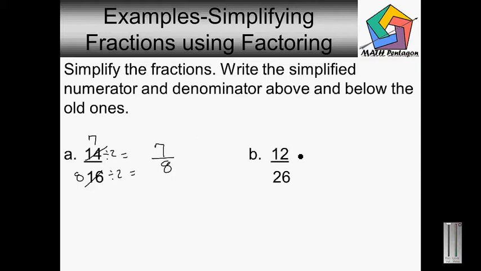We have 12 over 26, so let's divide by 2 on both sides. 12 divided by 2 is 6, so we cross out the 12 and make this a 6. 26 divided by 2 is 13, so we cross out this 26 and make this a 13. So basically our new fraction would be 6 over 13. So this is the answer to this problem right here.